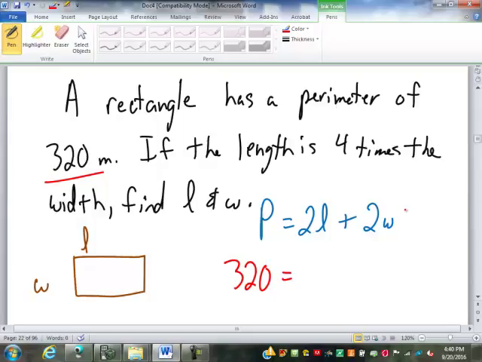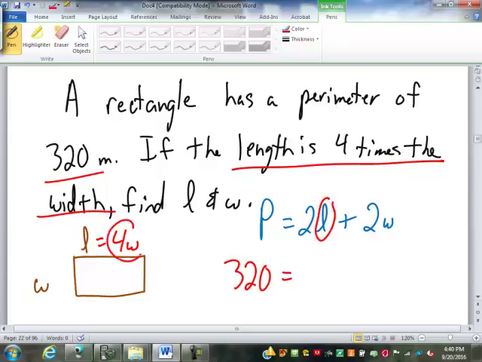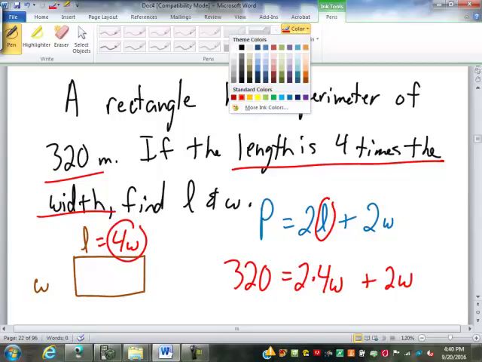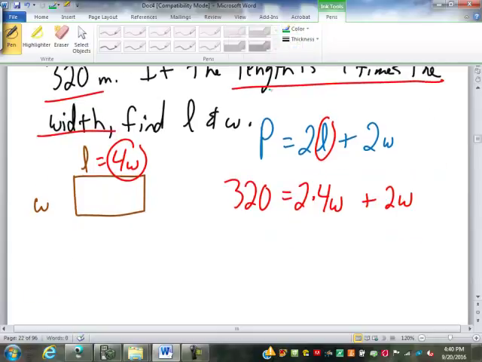So there's got to be a relationship between them, which is the length is 4 times the width. So the length is 4 times W. Now I'm going to replace L with 4W. So 2 times L becomes 2 times 4W, plus that is still 2W. Now I do have to combine what I can here. My first step would be 2 times 4W is 8W.